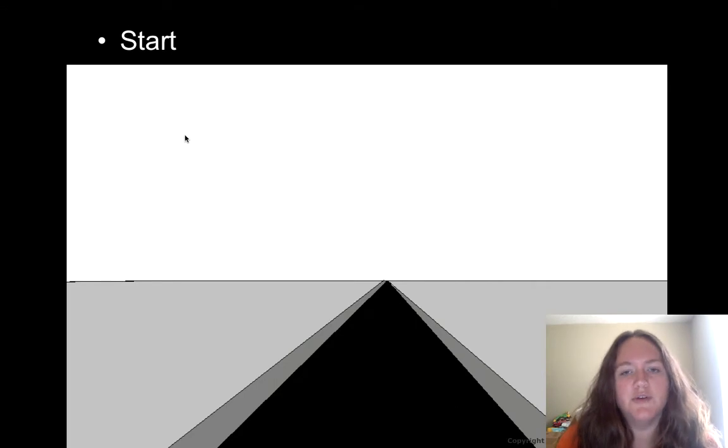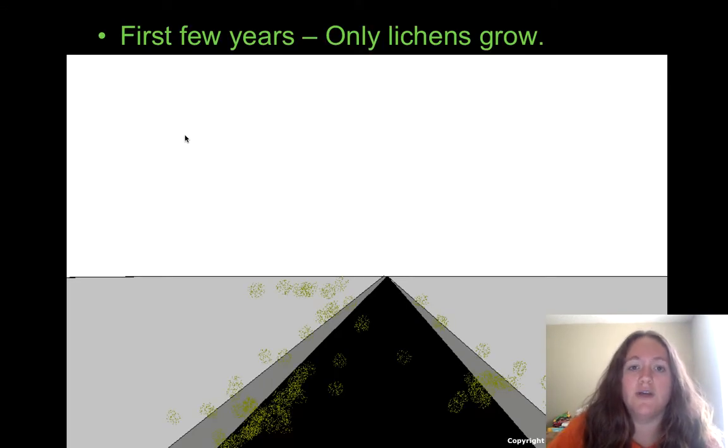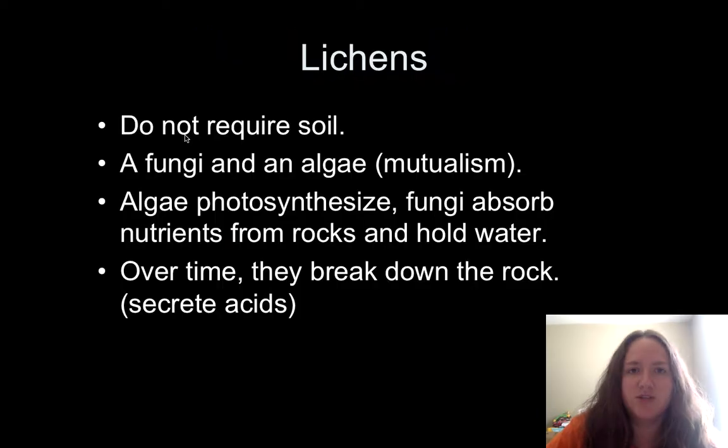Now in this picture, we don't have buildings or anything like that, but we still have the concrete and cement. After our first few years, we would have something called lichens that would grow. Lichens actually, and I'm going to put this up here for you, but we will go back to this picture, don't require soil to form, and it is a mutualistic relationship between a fungi and an algae. So it's two things kind of in one.